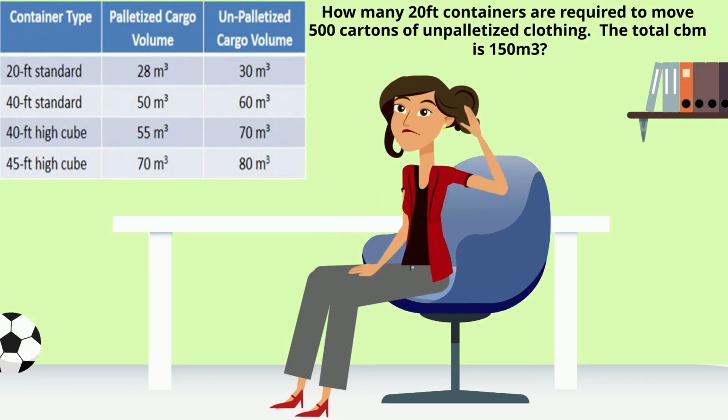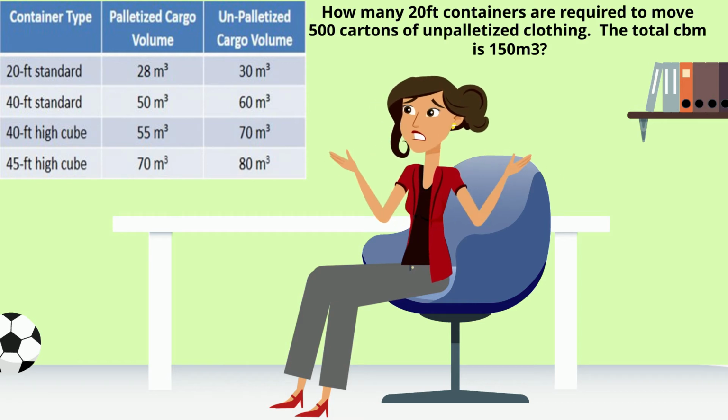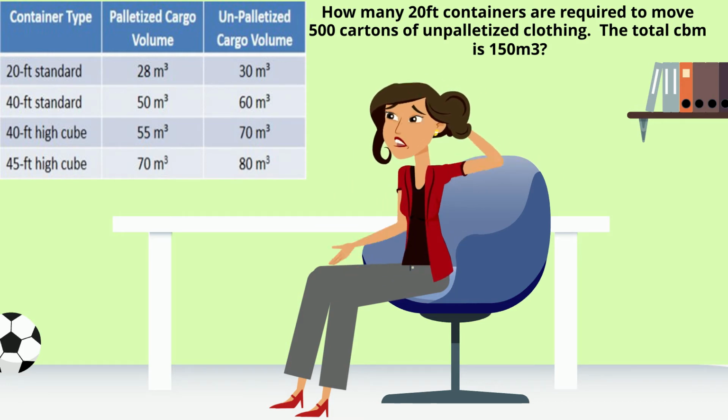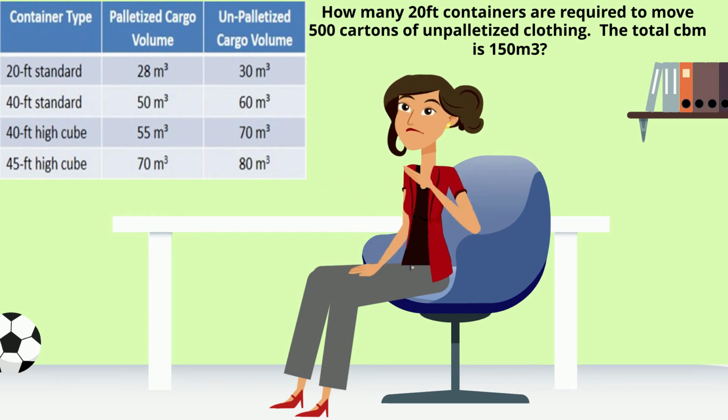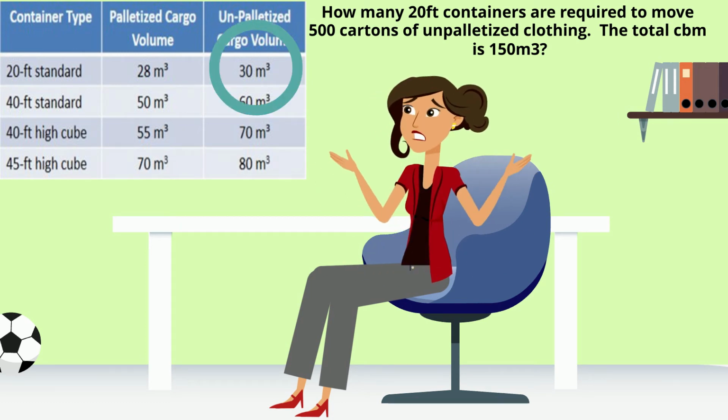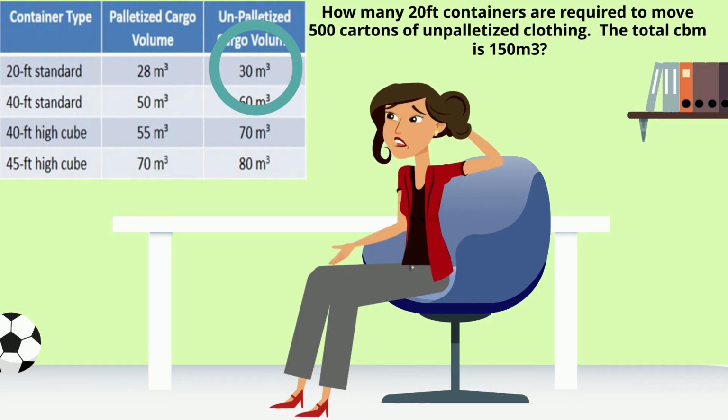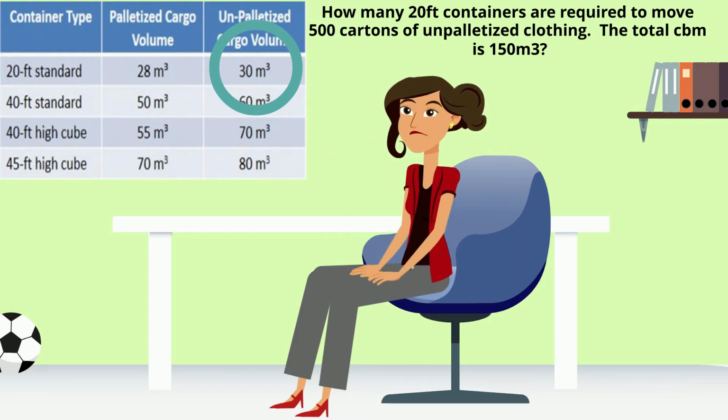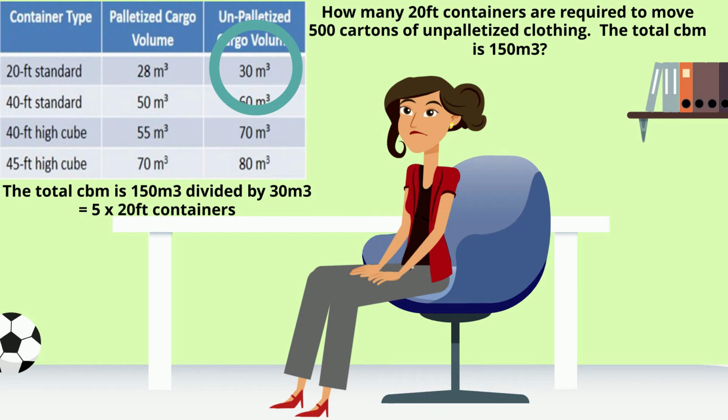You have 500 cartons of unpalletized clothing with a total cubic dimension of 150 cbm. You need to figure out how many 20 standard foot containers you're going to need. How you would do this is taking a look at our chart. We see that a standard 20 foot can hold 30 cbm or cubic meter of cargo. So we're going to take the 150 cubic meter that the customer told us we have, and divide that by the 30 cubic meters that can fit inside of the container. Based on that estimation, we come up with 5 standard 20-foot containers.